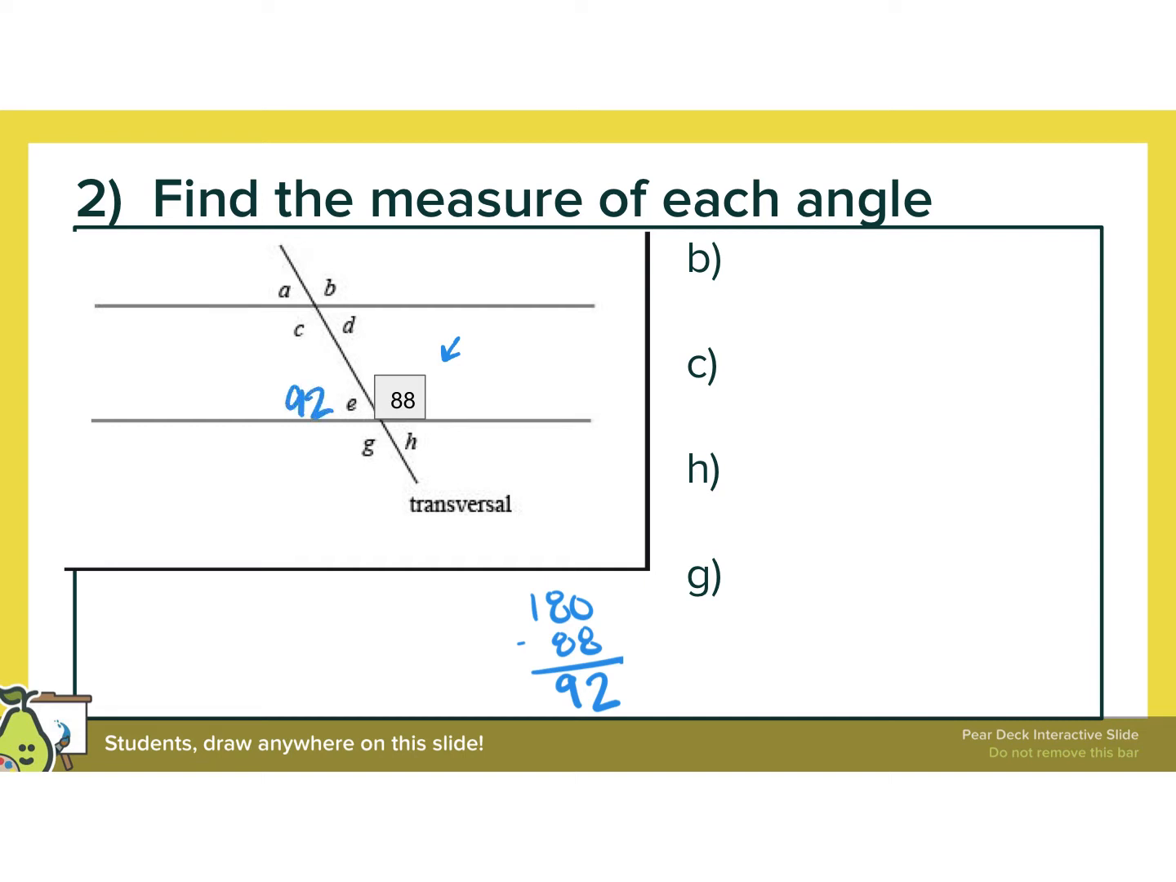I'm going to fill in first all the 88, so the vertical angle is here. The alternate interior is here, and the corresponding is here. The rest of the angles are 92.